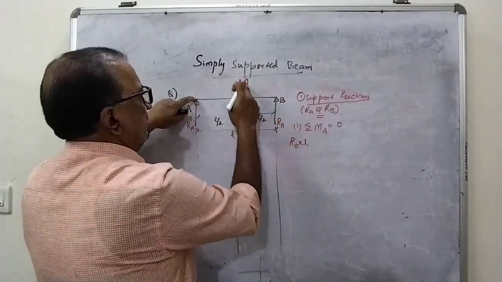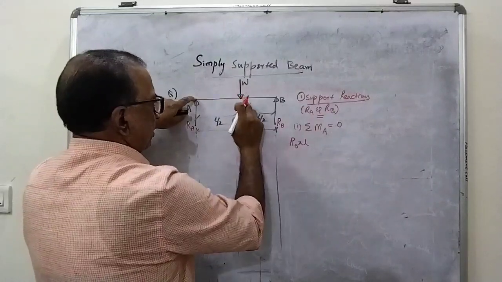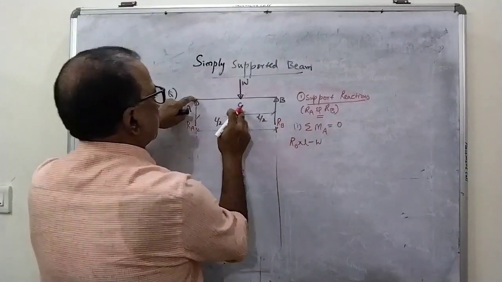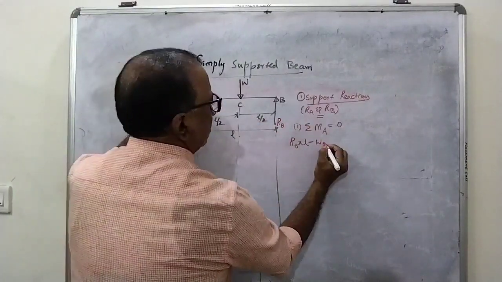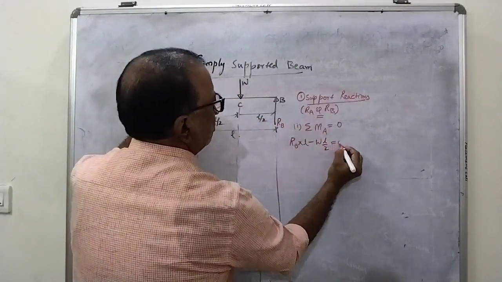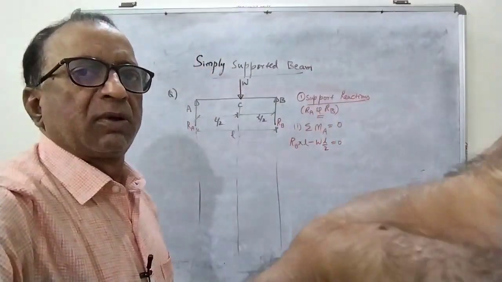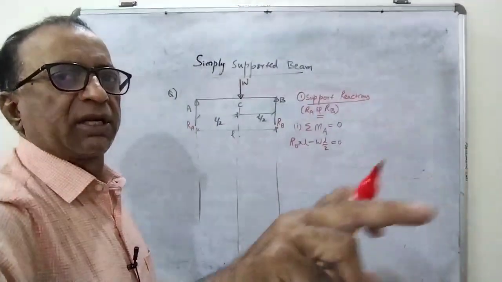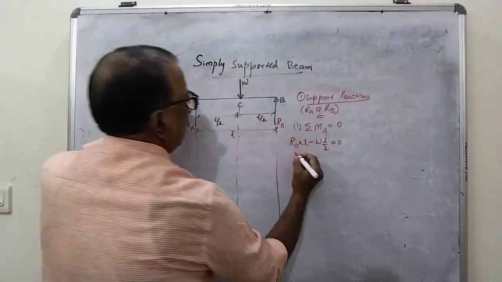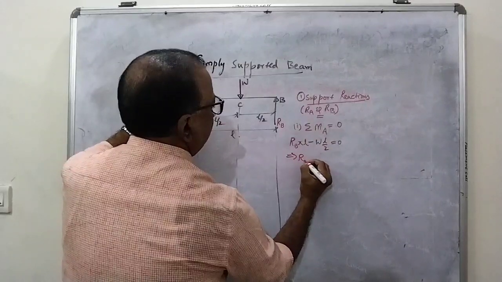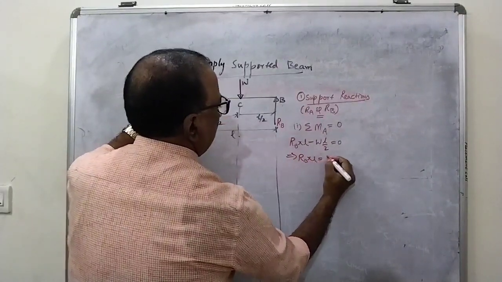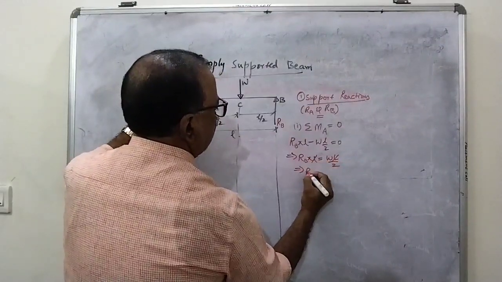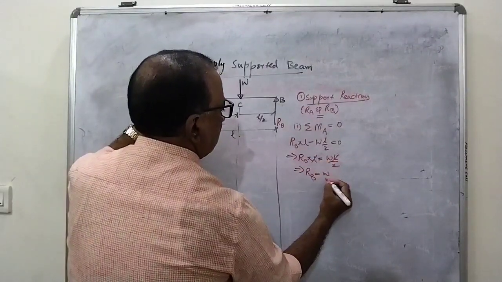If you move forward, there is a downward load W and the direction here is clockwise, minus W into what is the distance from C to A? L by 2 is equal to 0. Why? Because the algebraic sum of moments at any simple support is 0. So this implies RB into L is equal to WL by 2. L will get cancelled. This implies RB is equal to W by 2.